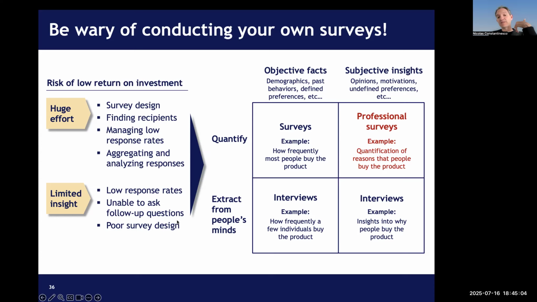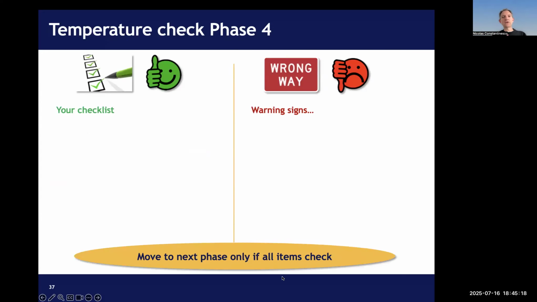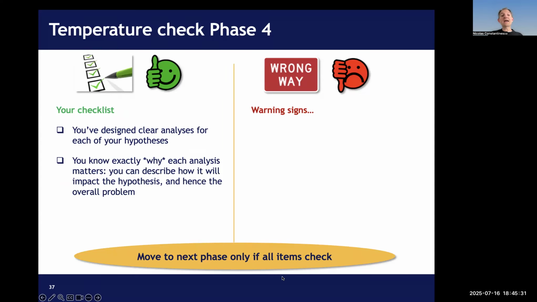You want to be clever about this just for yourselves. Right, so that kind of concludes the bit around designing your analyses. So how do you know you're done here? Well, basically, for each of your analyses, each of your hypotheses, you've designed clear analyses, so you know exactly what you want to do. You know exactly why each analysis matters. So in other words, without having done the analysis itself, you can describe how it will impact the hypothesis, and therefore how it will impact the overall problem you're working on.